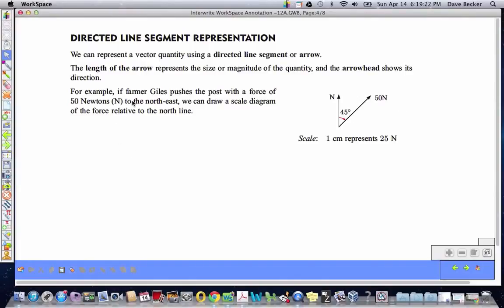For example, if Farmer Giles pushes the post with a force of 50 newtons to the northeast, we can draw a scale diagram. Here's a nice important note. If they say northeast, that is exactly northeast. We know this way is east, right? So northeast is exactly halfway between north and east. So half of 90 degrees, because this is a 90-degree angle between north and east, is indeed 45 degrees.